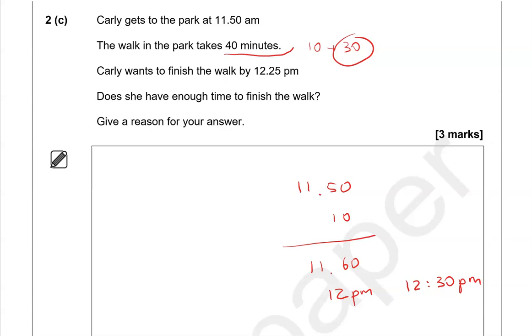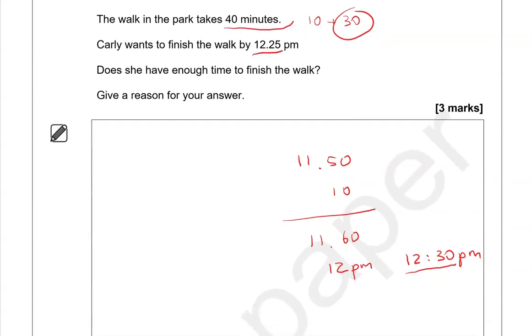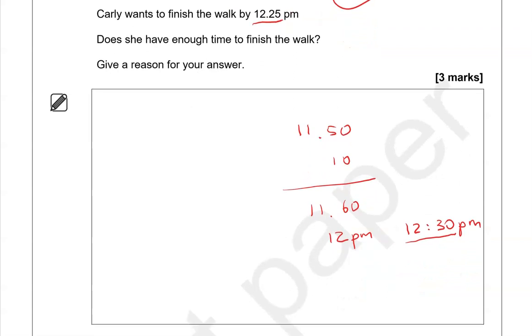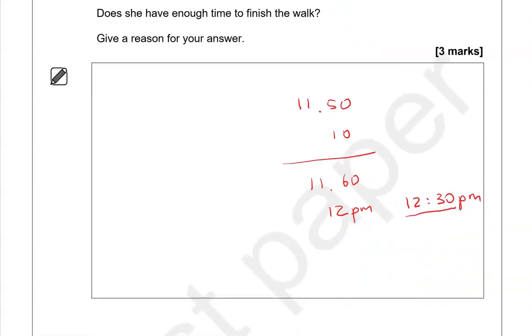She wants to finish the walk by 12:25, but that is not 12:25. That's 12:30, so 5 more minutes. Does she have enough time to finish the walk? We're going to say no.